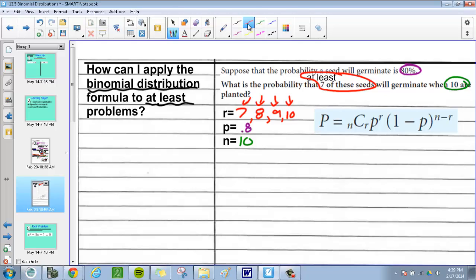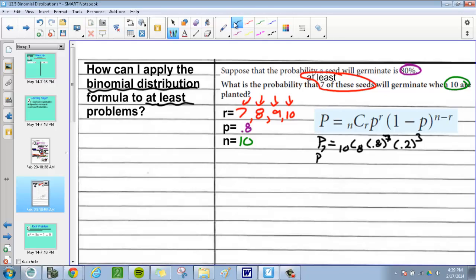This problem is a lot easier to do if we just use the calculator, but like before, let's just filter this down. Remember, we're finding the probability of 10 choose 7 of 0.8 to the 7th, times 0.2 to the third. This is the probability of getting exactly 7, right?